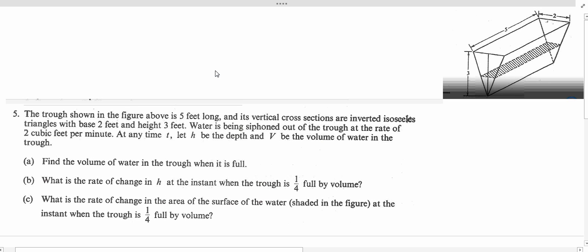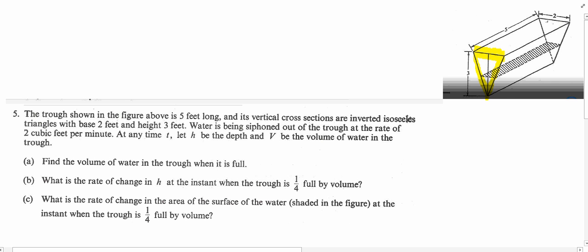Alright, we're having another free response video, and this time it's a related rate problem involving volume. You've got this triangular looking trough over here that they tell you is isosceles triangles, as you can see over here. And the base says 2, and the height of this thing when it's inverted is 3 feet. And let's see if we can make some sense out of this.